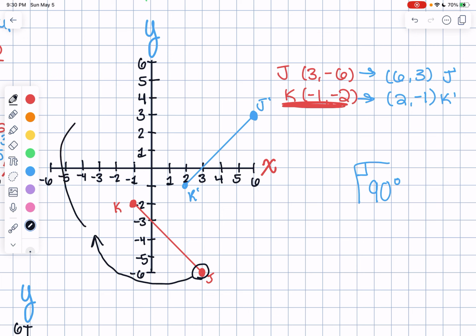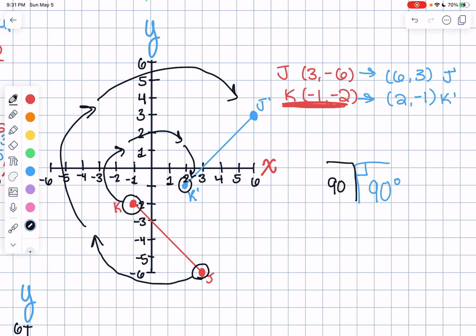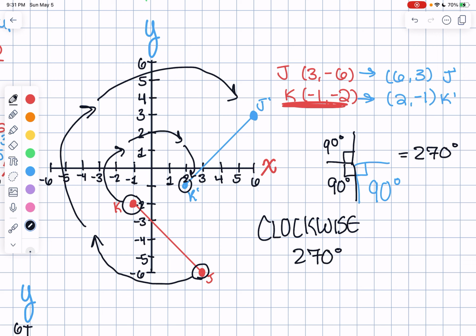1 quadrant, 2 quadrants, 3 quadrants. The same thing with K. K moves to the left, clockwise. 1 quadrant, 2 quadrants, 3 quadrants. 3 quadrants is 3/4 turns, or 90 plus 90 plus 90 is 270 degrees. So clockwise to the left, this is a 270 degree rotation.